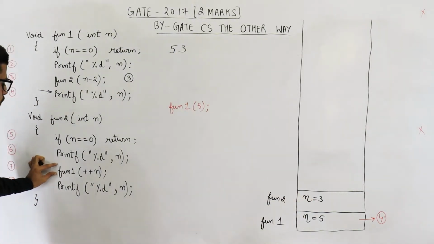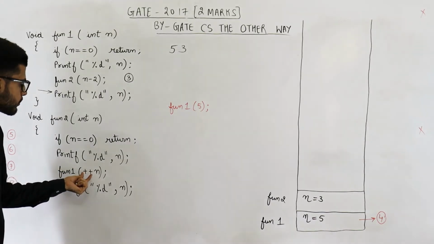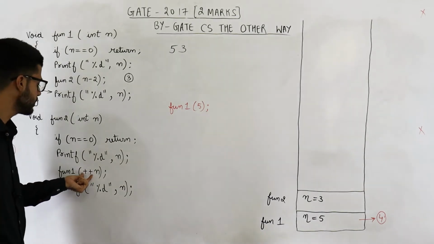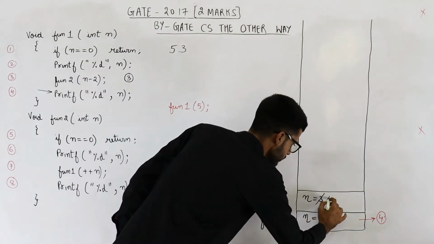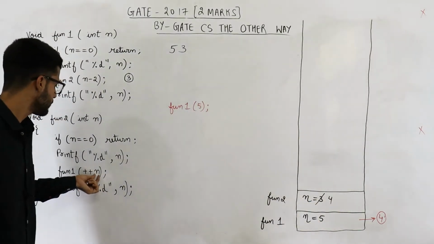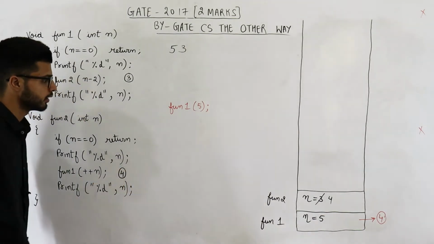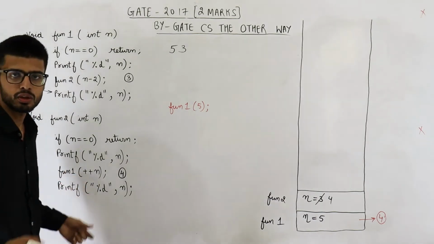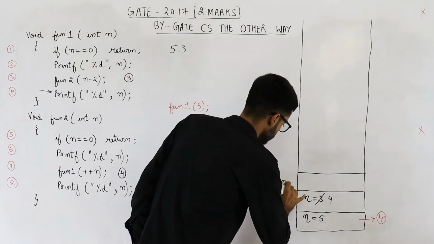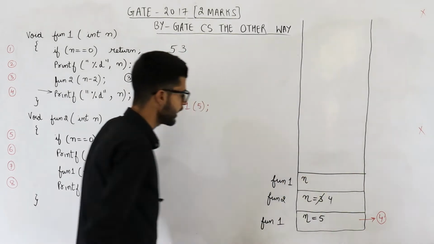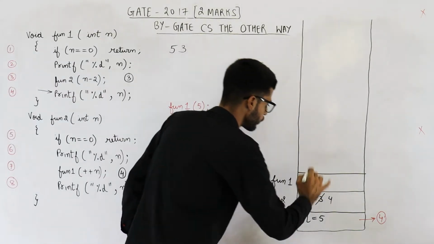Then you are trying to call function fun1 with ++n. Plus plus means this is a pre-increment operator. That means first increment the value of n. So increment it, this becomes 4. Then pass this value 4 to fun1. So the value that is passed is 4. Now because this is a function call, a new activation record will be pushed. And the value that is passed to n is 4. So n is equal to 4.